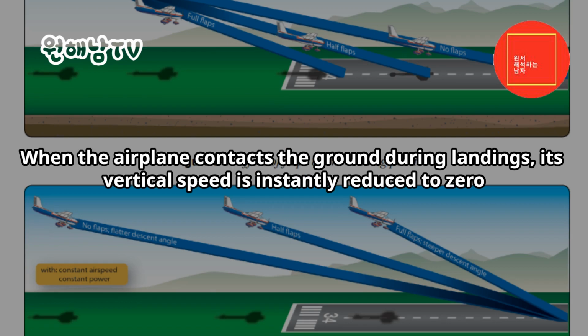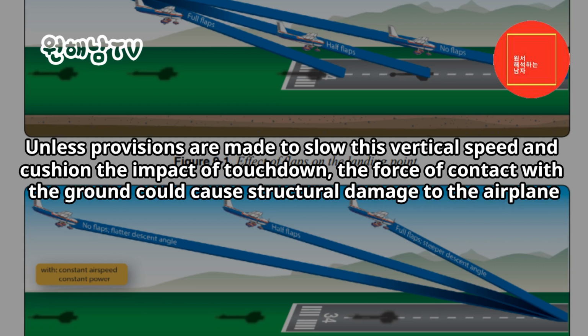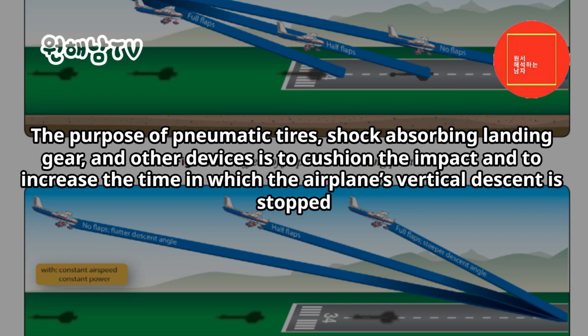Hard landing. When the airplane contacts the ground during landings, its vertical speed is instantly reduced to zero. Unless provisions are made to slow this vertical speed and cushion the impact of touchdown, the force of contact with the ground could cause structural damage to the airplane. The purpose of pneumatic tires, shock-absorbing landing gear, and other devices is to cushion the impact, and to increase the time in which the airplane's vertical descent is stopped.